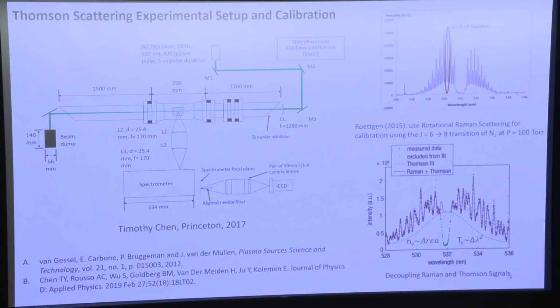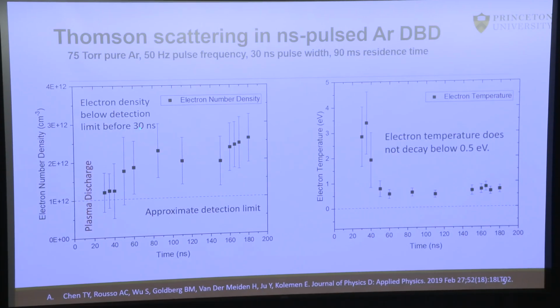So here is the Thomson scattering measurement of argon as a function of time. You can delay the laser on a nanosecond time scale, which gives you electron number density as a function of time. You can see the electron number density build up. The electron temperature, after the plasma discharge, quickly goes down to about half an electron volt, 5,000 to 6,000 degrees at that level. So this gives you a quantitative result.